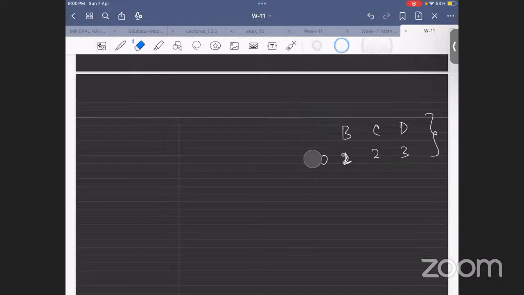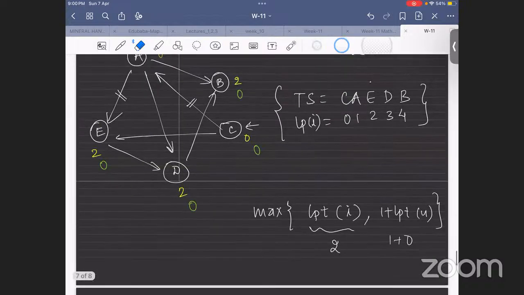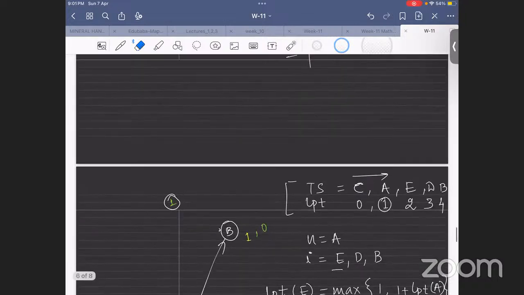Is this clear to everyone? Sir, can you explain this LPT, how to find that max? Okay, I'll explain it to you.